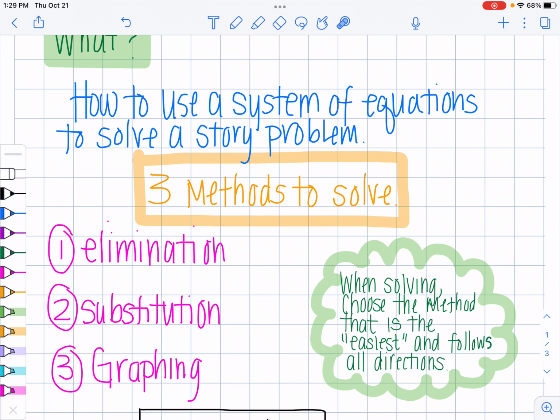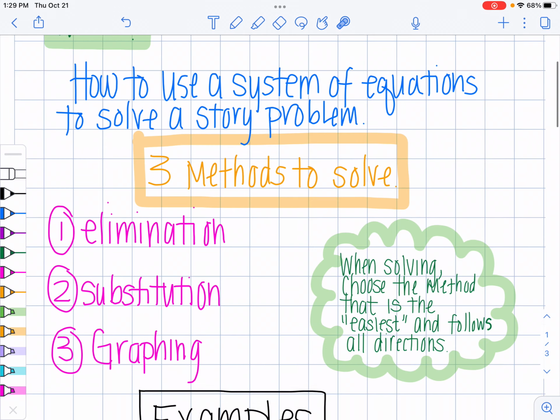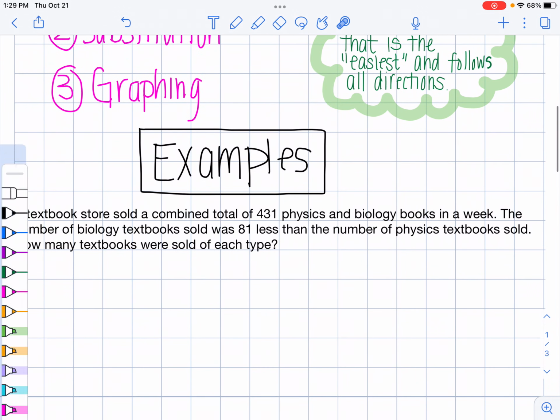I'm going to try and touch on at least two of these methods, and if you have any questions about the third one that didn't get used, just let me know, and I can send you a separate video on how to do elimination, because I'm not going to use that in these three examples. Okay, so here's my first example.